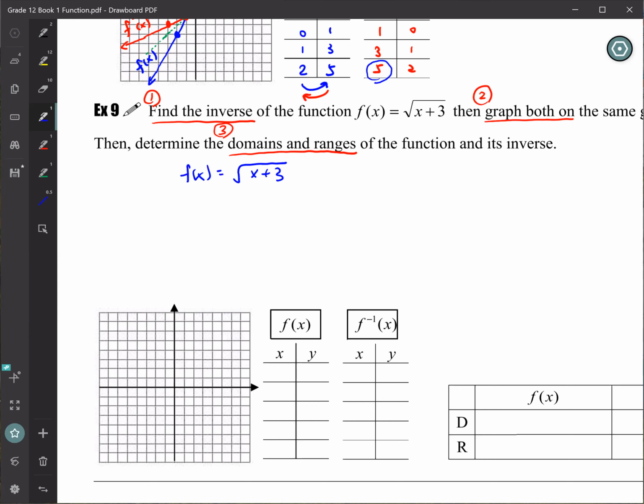Okay, William, can you tell me the first step you do? Hi, how do we start? Put y equals at the start and then change f of x to y. Okay, so I'll write it as y equals root x plus 3, right? That's step 1. Yes. Okay. Catherine, what will be the step 2?